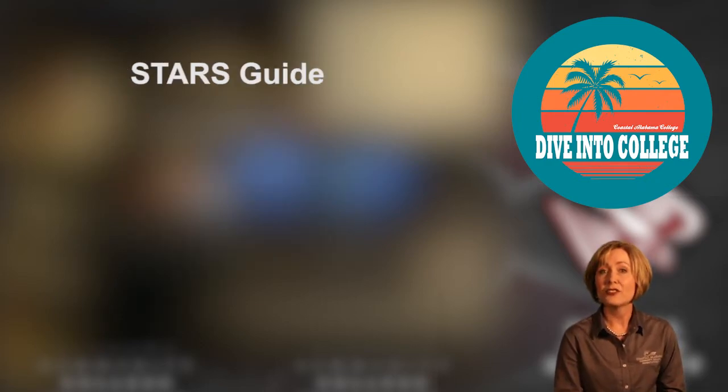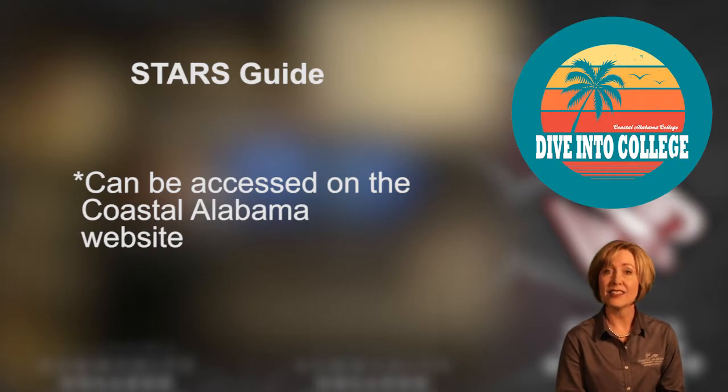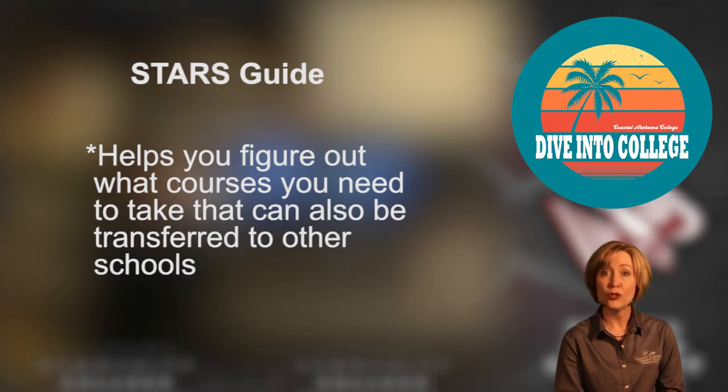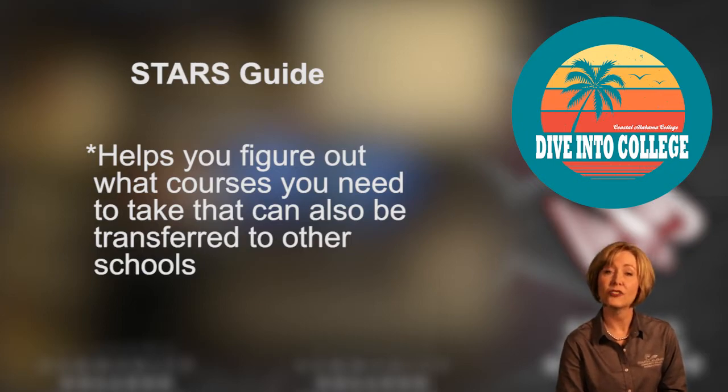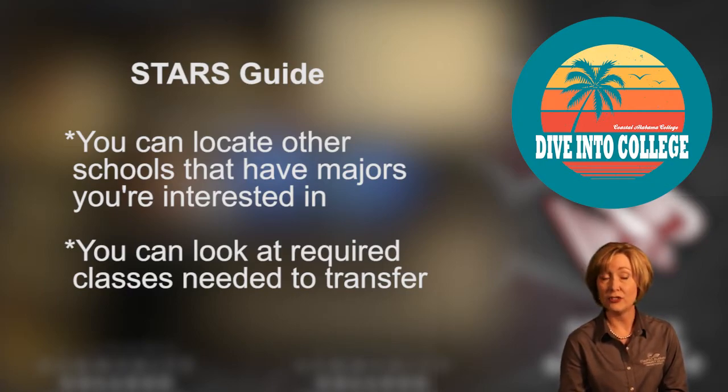To help you be successful at Coastal Alabama, one of the tools that we have is the STARS Guide. That can be accessed on the Coastal Alabama website. This STARS Guide helps you figure out what courses you need to take for Coastal Alabama that will also transfer to a 4-year college or university. Now, when going through the STARS Guide, you will be able to locate schools that have particular majors that you're interested in. You will be able to look at classes that will be required for you to transfer, and it will be a nice, smooth transition for you.